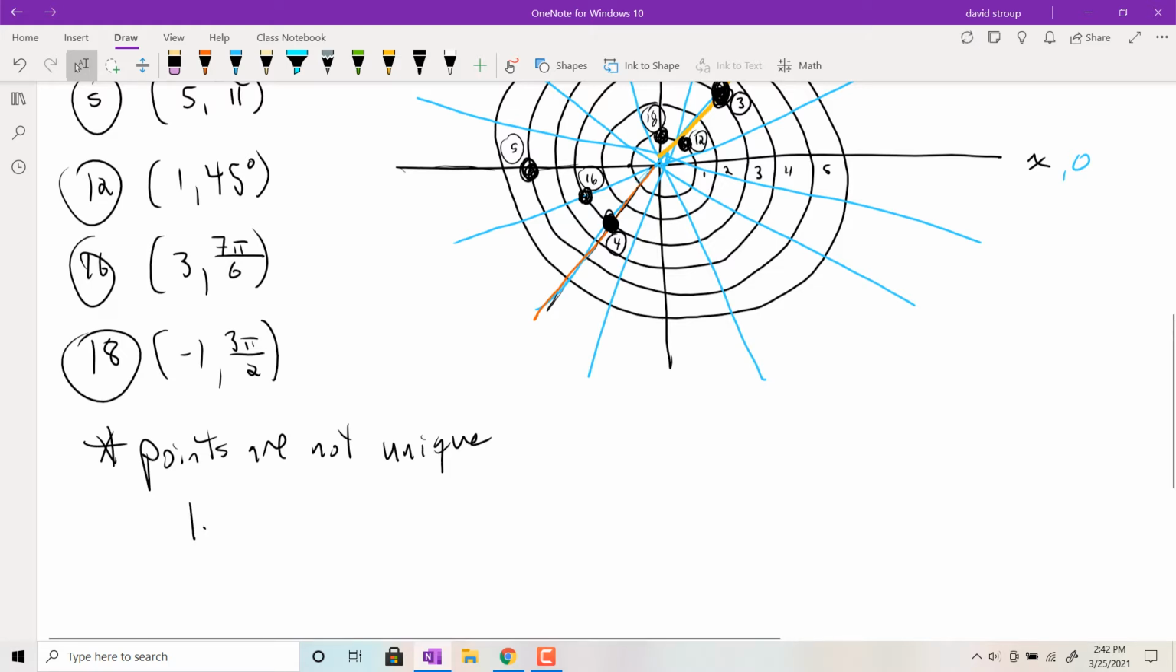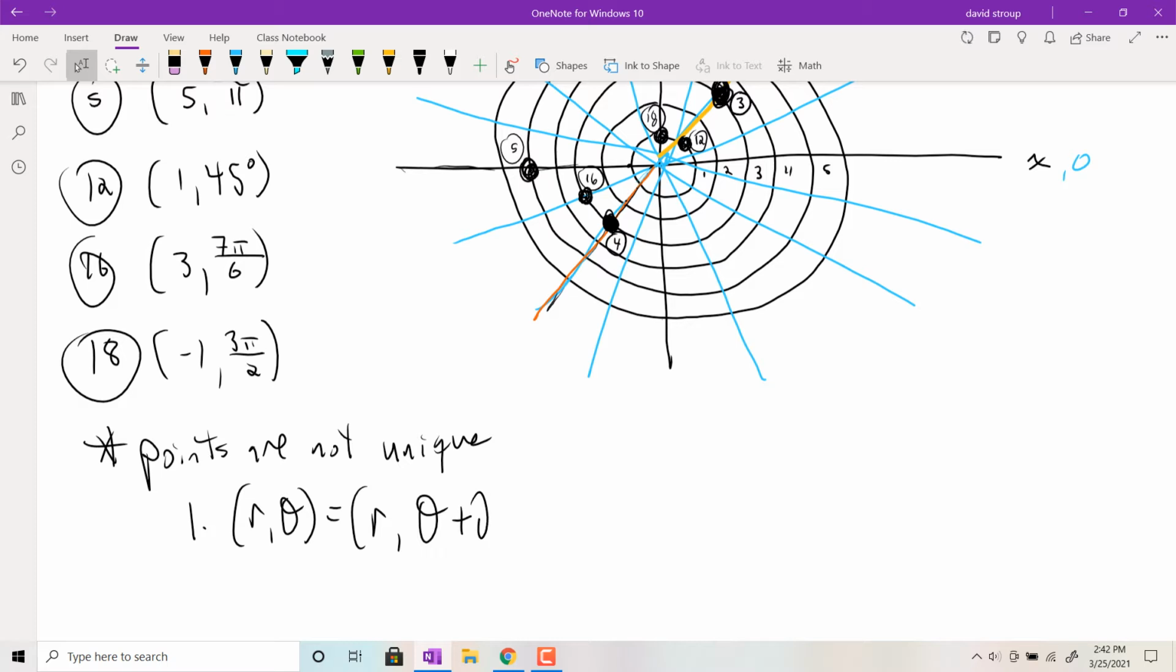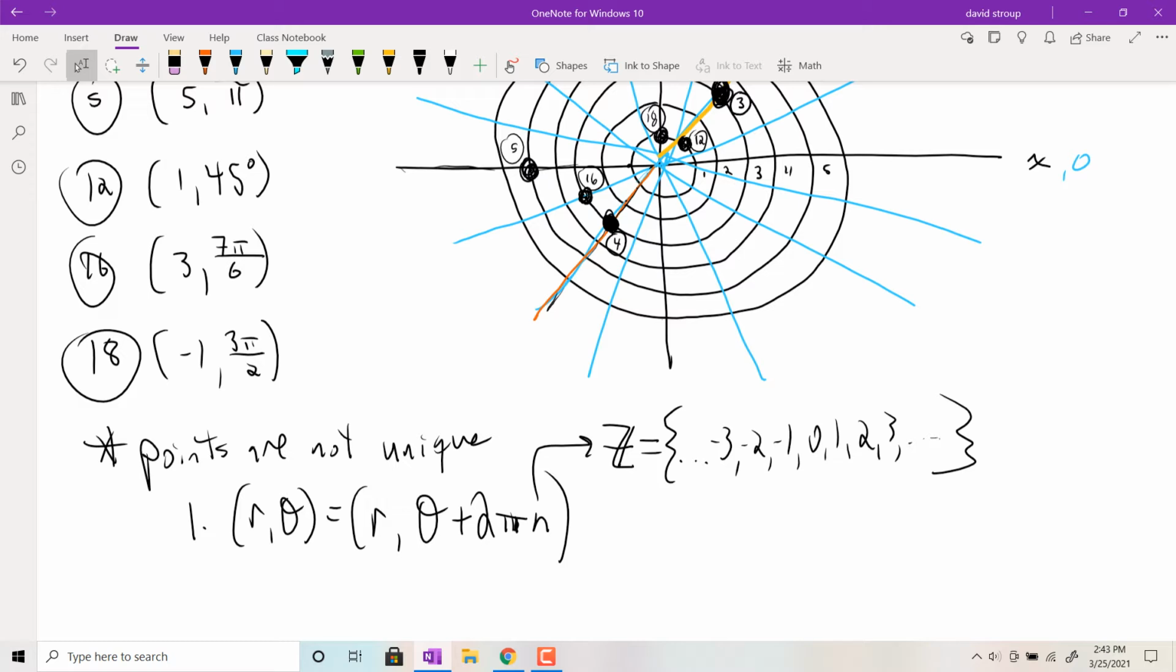In particular, first off, if you're given an r comma theta, you can always just rotate the angle around by 2 pi and it won't change anything. So let's say not just 2 pi, but any multiple of 2 pi. So again, there's that n, which represents an integer, which we represent by the letter capital Z in bold. That's why there's that extra little line there, which is just the letter for the number set. -3, -2, -1, 0, 1, 2, 3, etc. Okay. So any integer multiple of 2 pi will work.